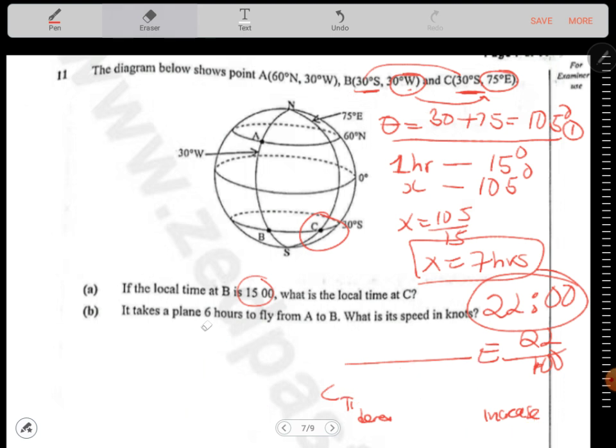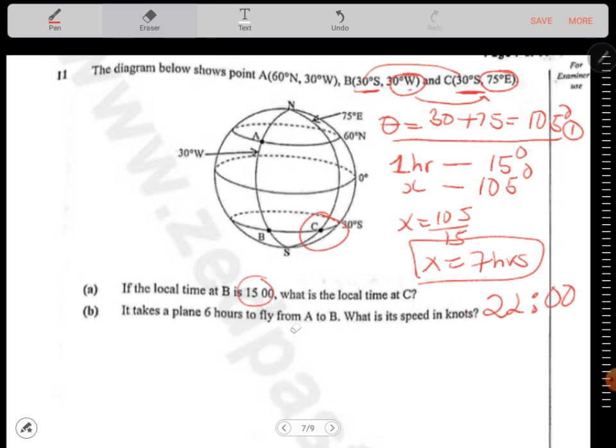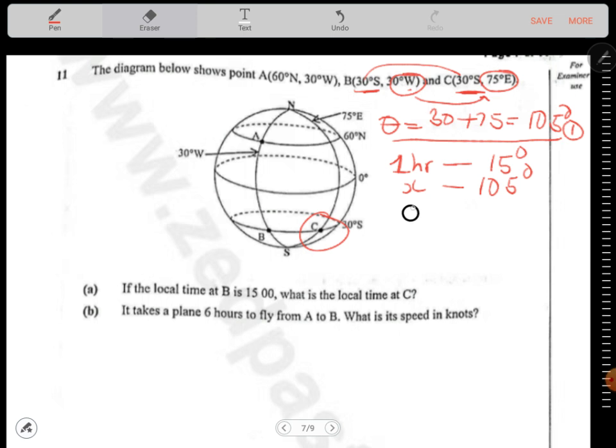Then, if it takes 6 hours, we're planning to fly from A to B. What is the speed in knots? Now we know that speed is equal to distance over time. What's the distance between A and B? That's one thing that we need to find out. Now look at A and B. They are on the same longitude.